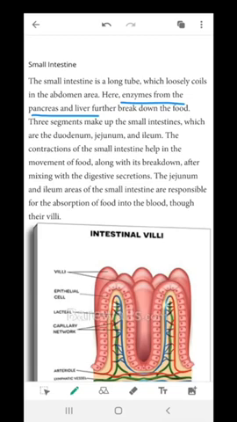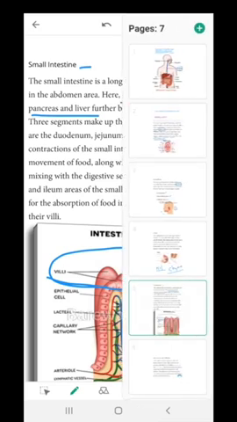The contractions of the small intestine make the movement of the food along with its breakdown after mixing with digestive secretions. Here most of the food will be digested. The jejunum and ileum areas of the small intestine are responsible for absorption of food into the blood through villi. These are the intestinal areas where it increases the surface area of absorption. It is the longest part. Small intestine is the longest part in the alimentary canal.